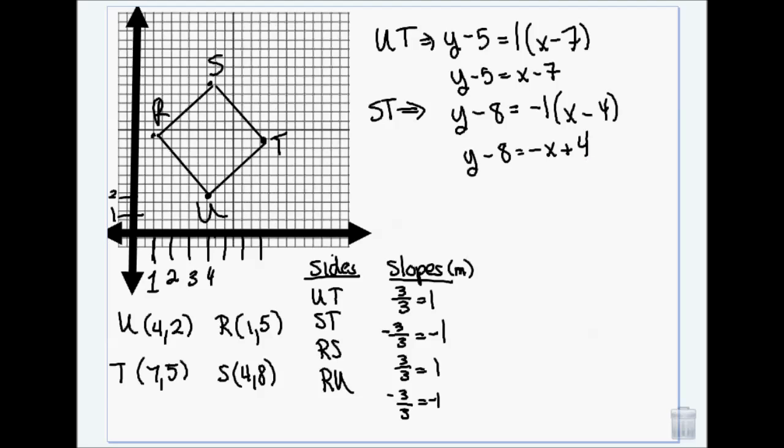Gonna switch to blue. Okay, then I have the side RS. Do you want to use R or S? Like R. Okay, we'll use R. So I have y minus 5 is equal to, our slope for RS is 1, times x minus 1. So I get y minus 5 is equal to x minus 1.